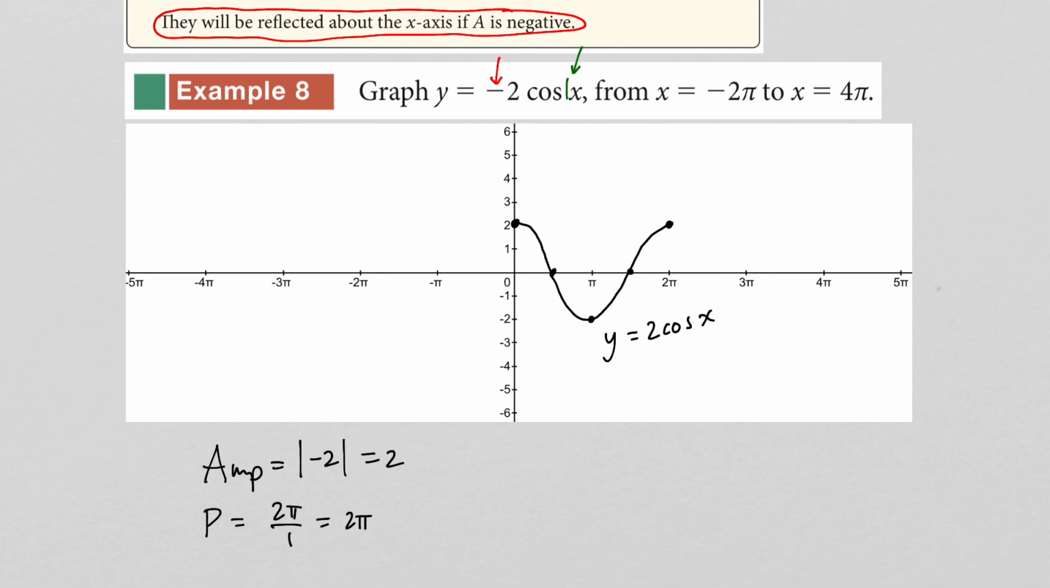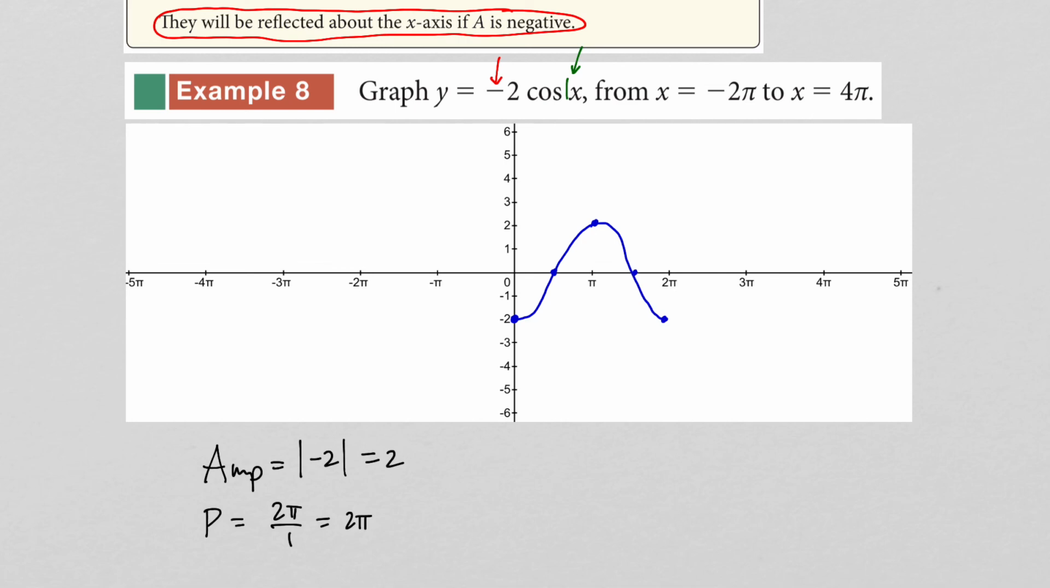So what that means is that instead of starting up here, it's going to start down here. And instead of ending up here, it's going to end down here. So it just flips the whole graph upside down. And then, of course, instead of being down here, it's going to be up here. And it's still going to cross the x-axis at the same place here and here. But you can see it's just the cosine graph, but flipped upside down. And then if we want to extend this graph between negative 2 pi and 4 pi, actually, I'll just extend it for what we have here.